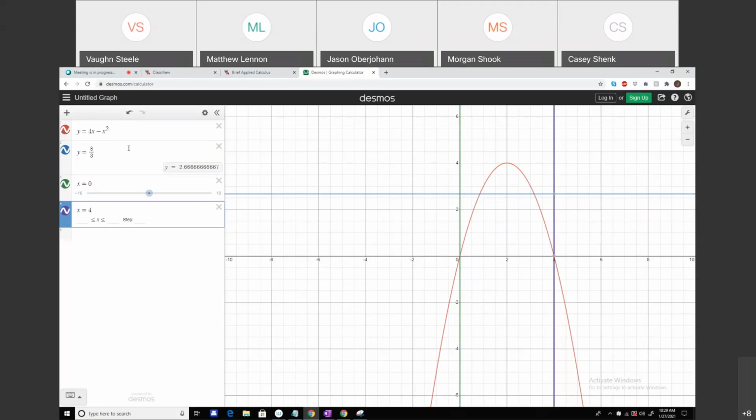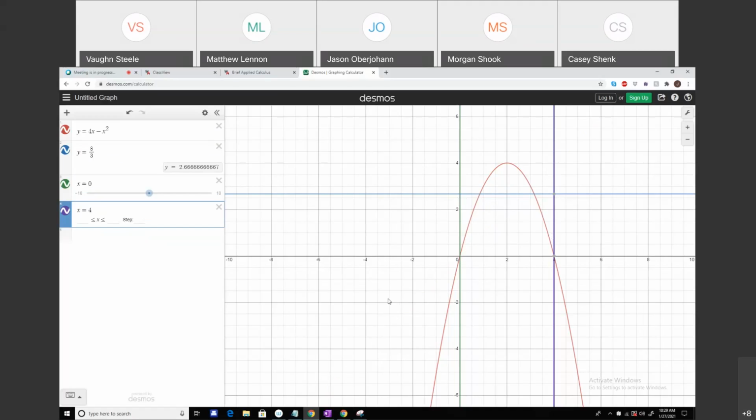Another way to think about it, right, is if you reshape this into like a rectangle so that they have the same area, it would be exactly this rectangle where you have a base of 4 and you have a height of 8 over 3. And then those shaded areas would be the same. If that makes sense.